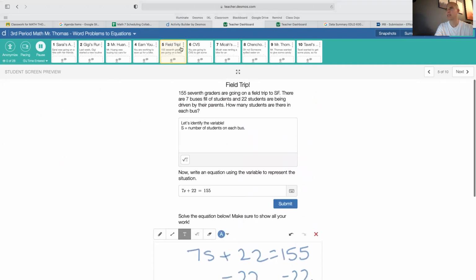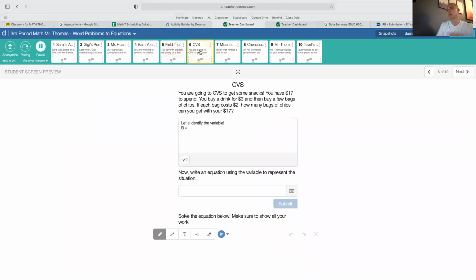Let's move on to number 6. You are going to CVS to get some snacks. You have $17 to spend. Let me underline some of this important info as I go. All right, so $17 to spend. That sounds like it's probably gonna be a total to me. I bet I'm gonna buy some things, and if I add up all the things that I bought, it's gonna equal 17. That's usually how a question that starts like this goes.